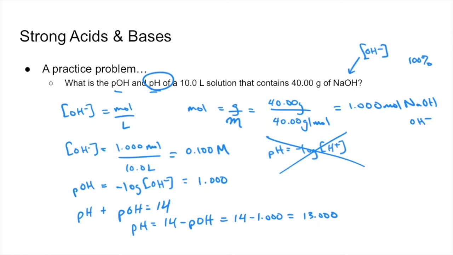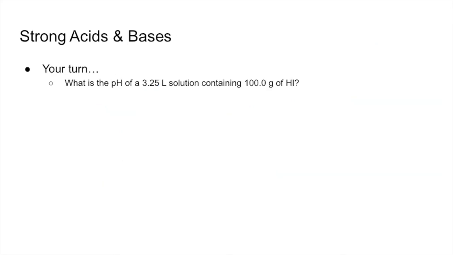A very high pH, meaning that it's close to 14, and a very low pOH, meaning it's close to 0, makes this very basic. Okay, so we're going to let you try this last one here, and then we'll solve it and see how you did.